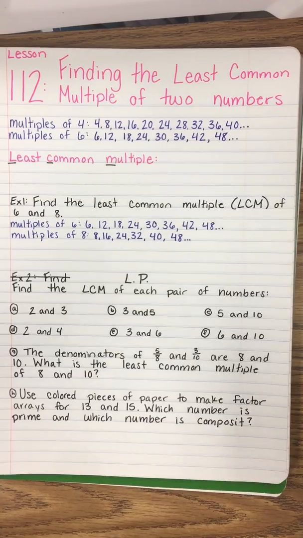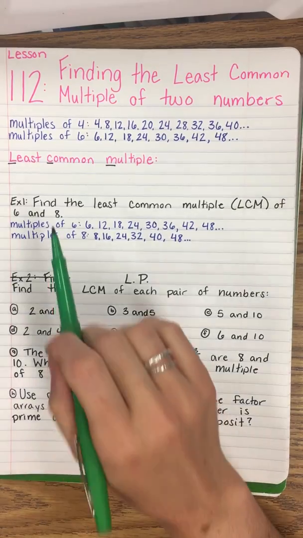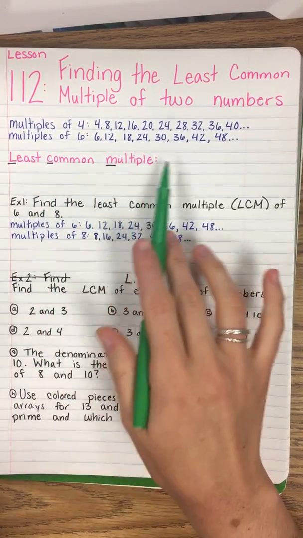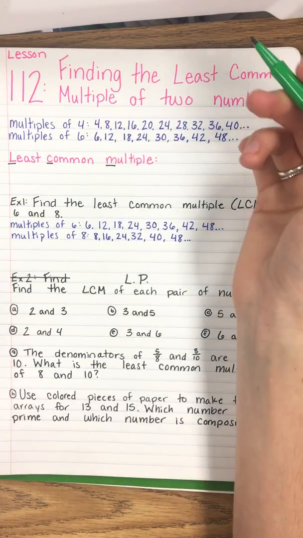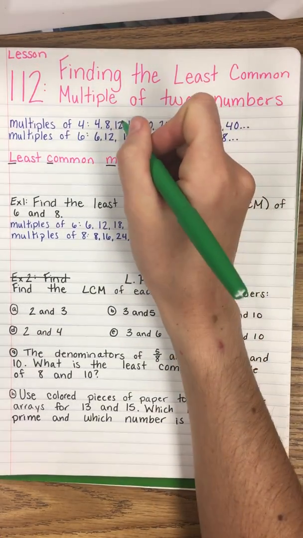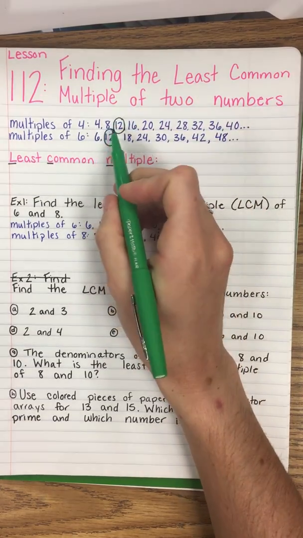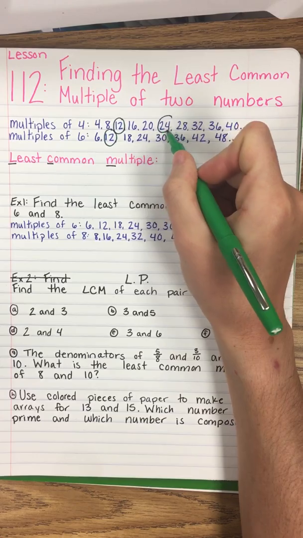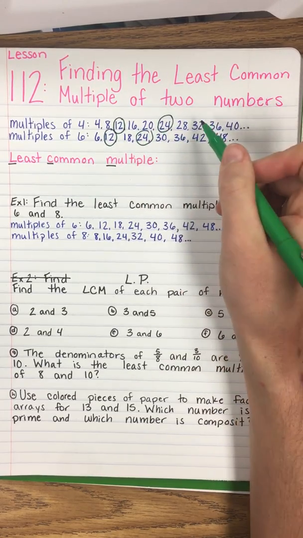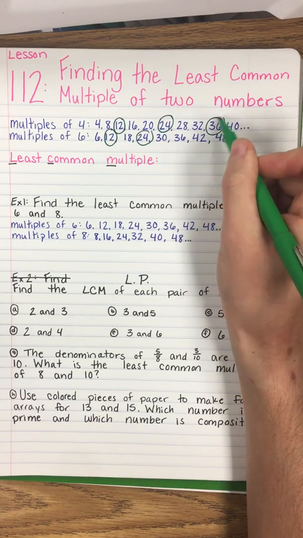Lesson 112. Finding the least common multiple of two numbers. Here we have a list of a few multiples of 4 and 6. We have circled the multiples that 4 and 6 have in common, or I should say, I'm going to do that right now. 12, they both have. So 4, 8, 12, 16, 20, 24, they both have. 28, 32, 36, they both have.